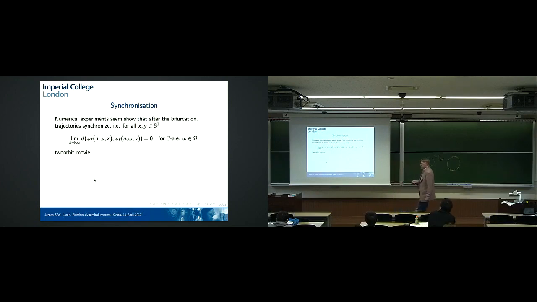Okay, so the interesting thing is that if you now look at the numerics, it seems to show that after the bifurcation, after we get this one invariant measure, the trajectories synchronize. So if we look at the distance between two orbits of two different points, it looks like for different points, this distance between the two points goes to 0. So you cannot see this, but right, you can. But let's have a look at this movie.